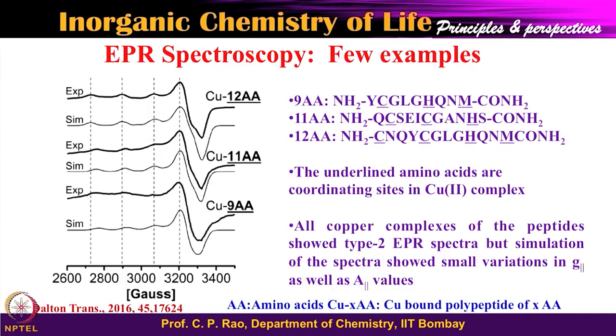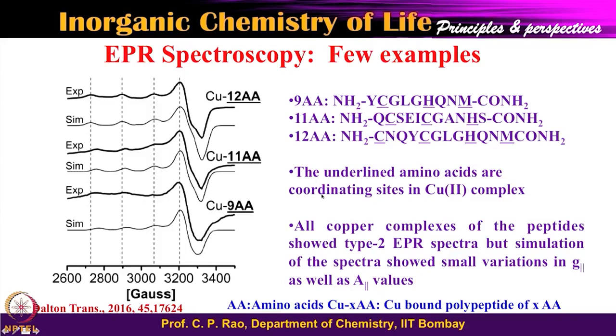You know why copper 1 plus cannot be studied? Copper 1 plus is a D10 system, copper 2 plus is a D9 system. So a D9 system will have an unpaired electron, a D10 system will not have an unpaired electron. Therefore, copper 1 cannot be studied at all.